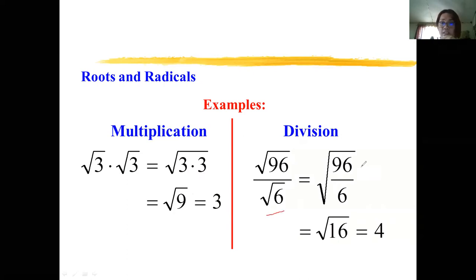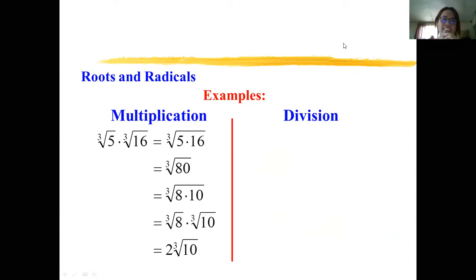That gives us square root of 96 over 6, which gives us 16. Then the square root of 16 is 4. And that's how we follow the rule for the division of a radical. So I hope everybody got it correctly. Okay? So let's have another example for the cube root.